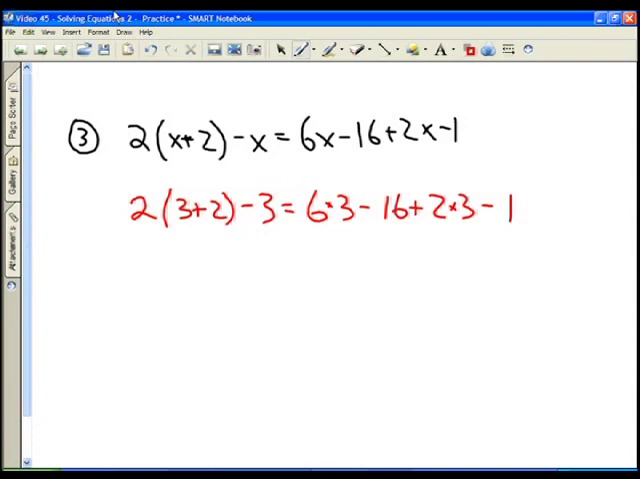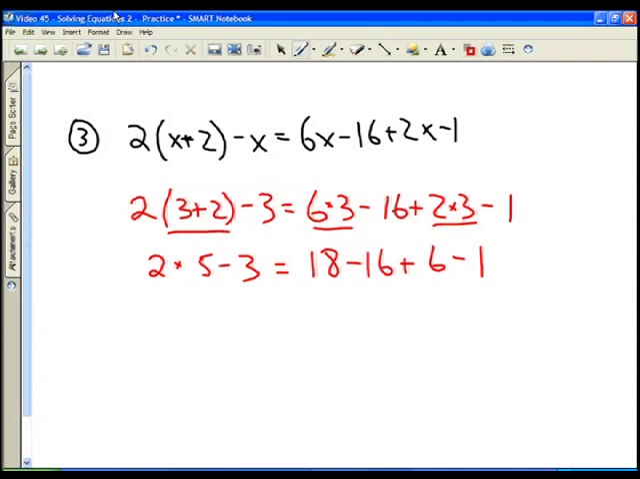And so following our order of operations, 2 plus 3 is 5. And so here we get 2 times 5 minus 3. These are multiplication signs, not x's, so don't get confused. I'll make them a little smaller. 2 times 5 minus 3 is equal to, and I can start doing my order of operations here. 6 times 3 is 18. And now I have minus 16 plus 2 times 3 is 6 minus 1. So I did my 2 multiplications on the right-hand side and left my subtractions.